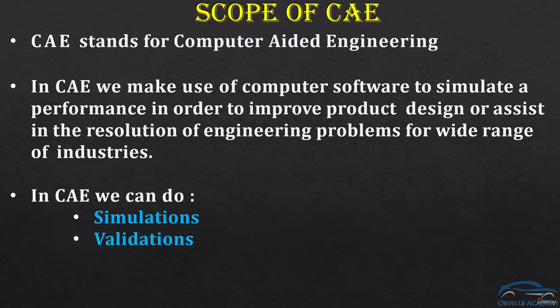The second thing that we can do is validation. Validation simply means checking whether the component is going to fail or not. To do that, we might check whether the stresses are exceeding the yield limit or ultimate limit, or we might check the fatigue life of a component.